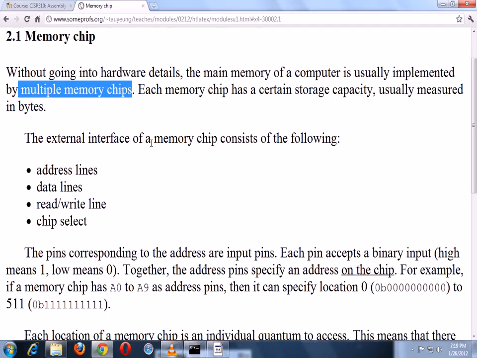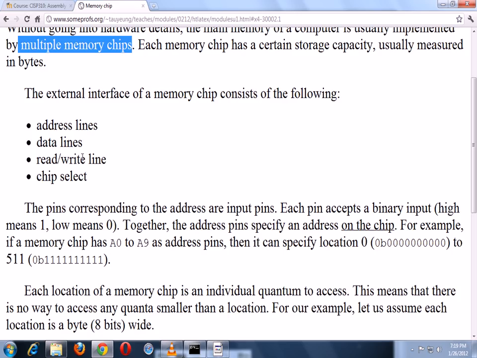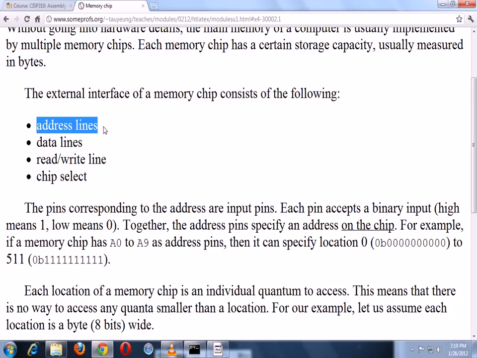The external interface of a memory chip consists of the following. We have a whole bunch of what we call address lines, and each one appears as a pin on the chip. Does everybody understand what I mean when I say a pin on an IC? It's an electrical contact point on an integrated circuit. Okay, it's just a shiny metallic little tab from the chip.